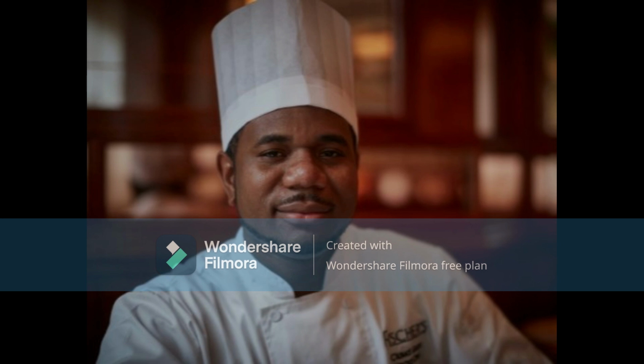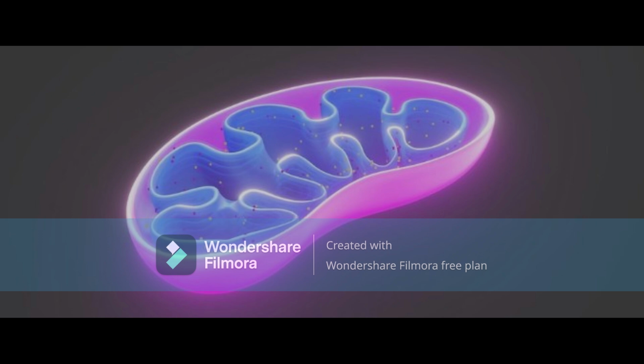The next person we have is the head chef, or the mitochondria. I picked the head chef because it brings excitement and energy in the food, just like how the mitochondria makes energy for the cell.